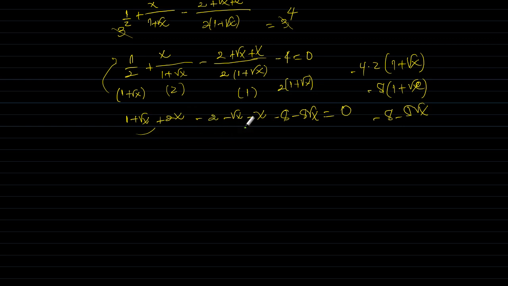Now you see this term and this term are the same with opposite signs, so they cancel to 0. And 1 minus 2 is minus 1, minus 1 minus 8 is minus 9, so negative 9. 2x minus x is x, right? And I keep this minus 8 square root of x and minus 9, and this is going to be 0.